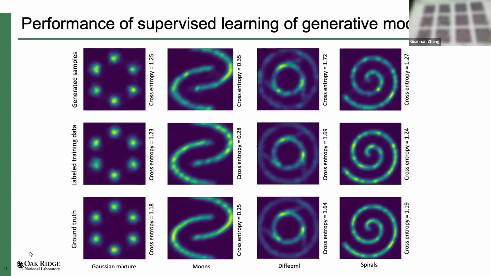So here is an illustration of how these samples look. At the bottom are the benchmark problems in 2D that people usually use to evaluate the performance of generative models. Those are the real data sets, the density function of the real data set, the ground truth. In the middle are the label data we generated using the backward ODEs. You can see the label data is not the same as the ground truth. It's slightly different.